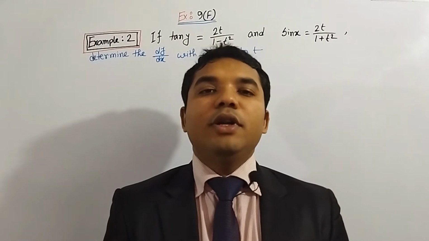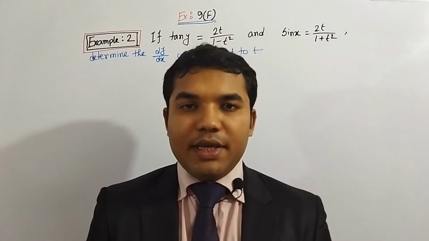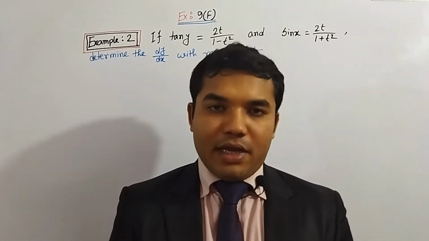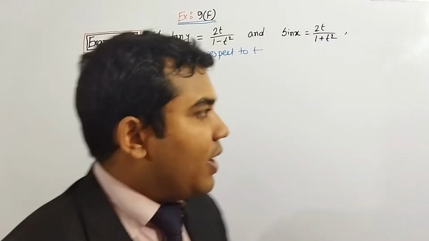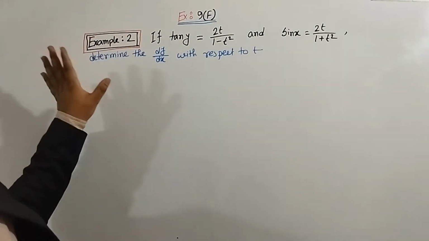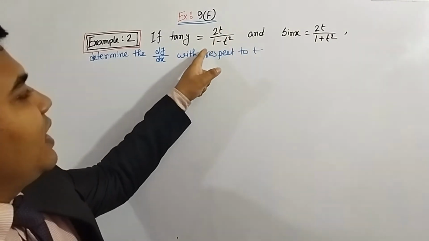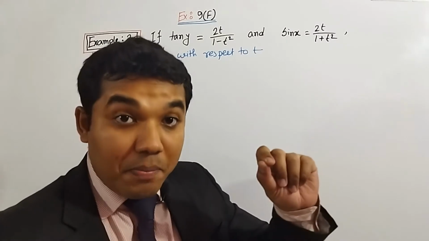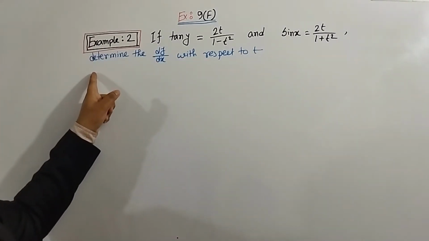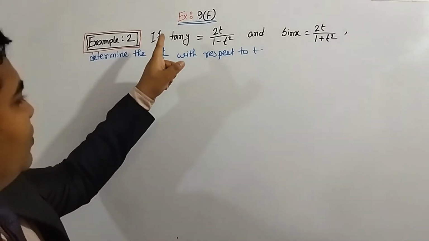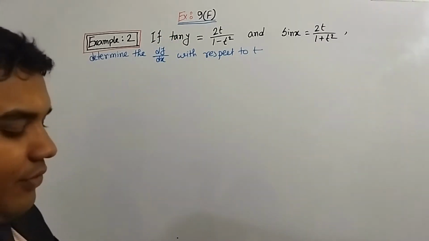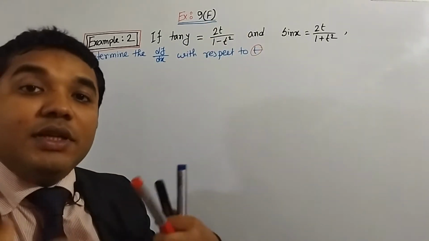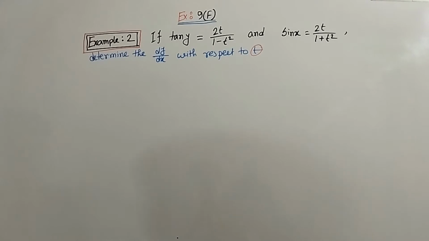So dear students, according to our lesson plan, today our discussion topic is 9F. In this lecture, we will just focus on some mathematical problems. Our first problem is example 2: tan y equals 2t divided by 1 minus t squared, and sin x equals 2t divided by 1 plus t squared. Determine dy by dx with respect to t. It's a very important thing. With respect to t, we have to determine how we can go about it.